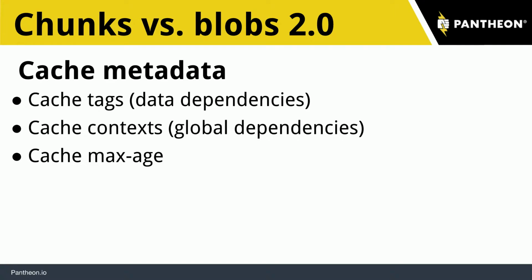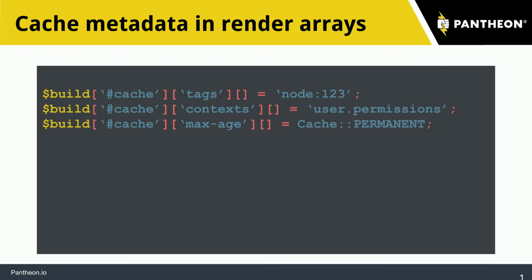So for each element on the page, we can answer what are its data dependencies. If the data changes, if node 123 is saved again, then everything that relies on node 123 has to be invalidated. If the cache context changes, if we have a new global user ID, then we need a different cache. What's the max age? How long can we cache each thing?